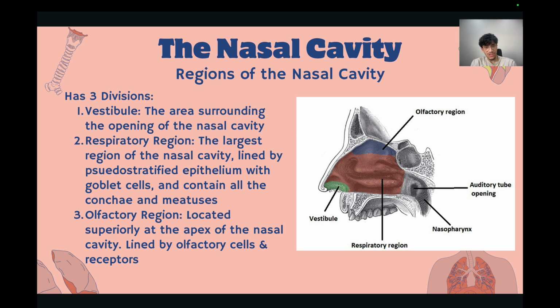So for the olfactory region, it's located at the apex superiorly, and is lined by olfactory cells and nerves and receptors. It's basically the main area for smell.